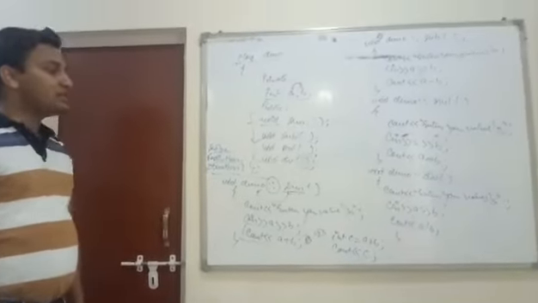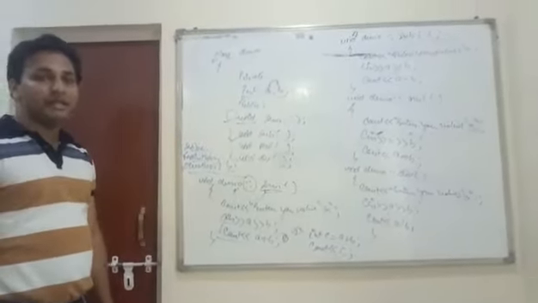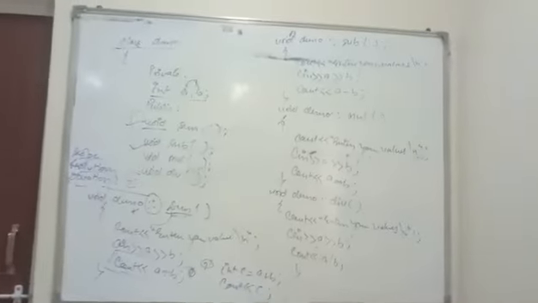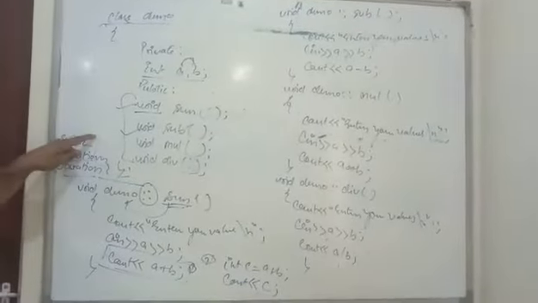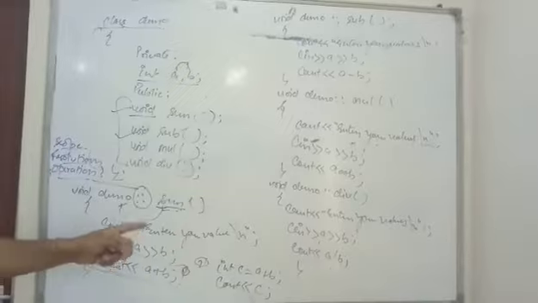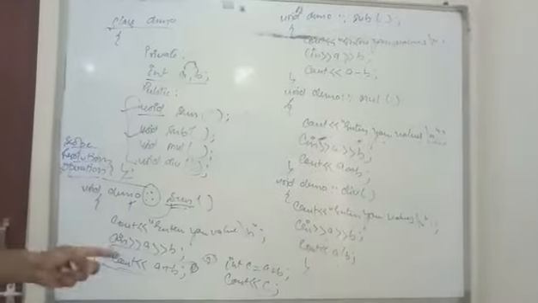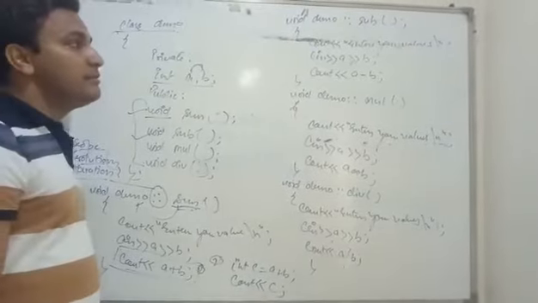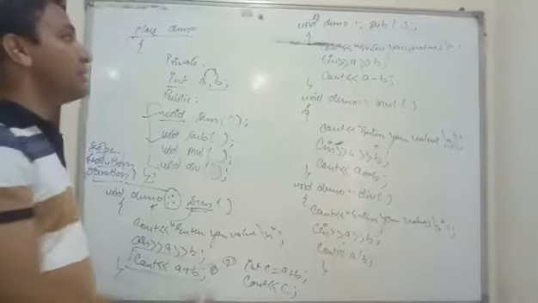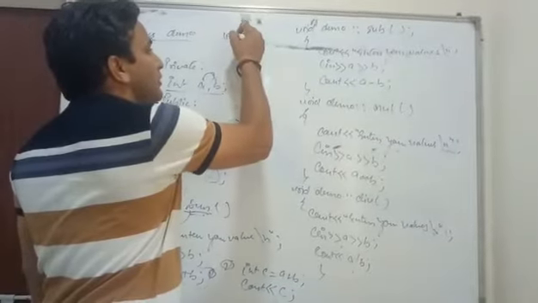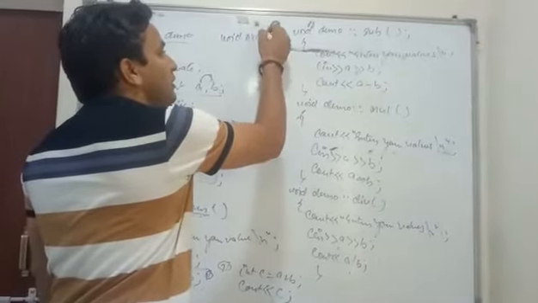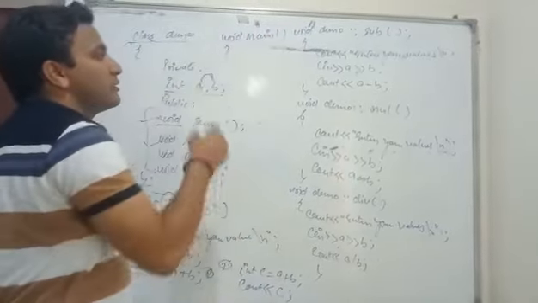So these are our four functions which we have defined in our class. We have defined the complete class, we have defined our four functions, and after that the last and most important thing in the program is the main function. This is our main function.